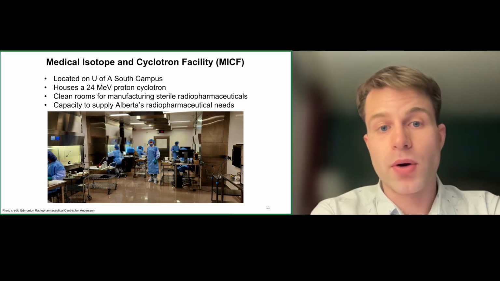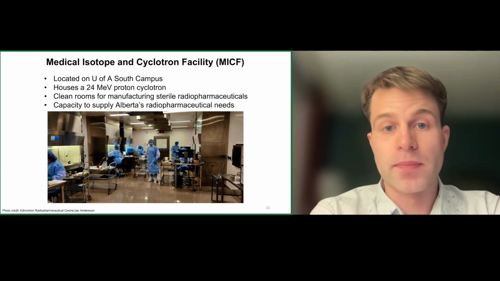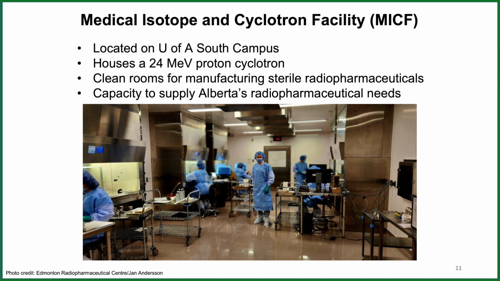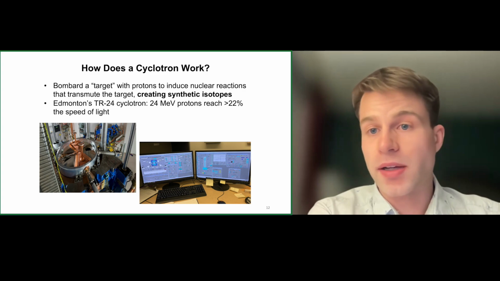So how do we make radionuclides? Well, in Edmonton, we make them in the Medical Isotope and Cyclotron Facility, which is located on the U of A South Campus. This houses a 24 mega electron volt proton cyclotron, which is the jewel of the facility. It also has clean rooms for manufacturing sterile radiopharmaceuticals, as you can see here, with the capacity to supply Alberta's radiopharmaceutical needs. So briefly, how does a cyclotron work?